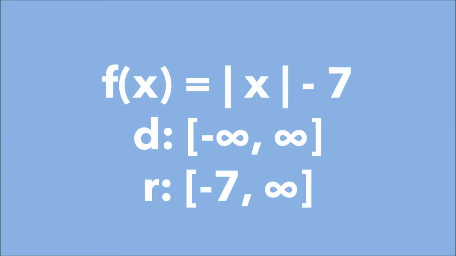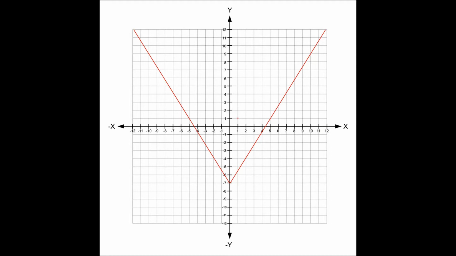Next equation is f of x equals the absolute value of x, minus 7. Its domain is from negative infinity to positive infinity, and its range shall begin from negative 7 since the number is not within the absolute sign. This will serve as the vertex when graphed.